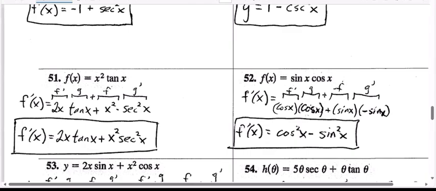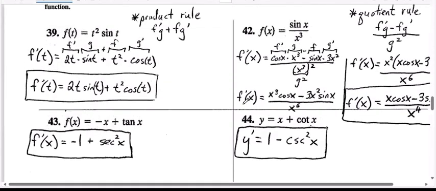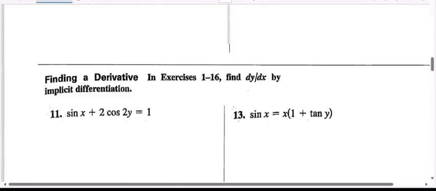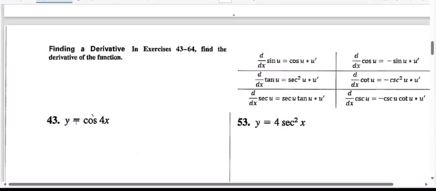Let me see the answer key for 43. Okay, you can see it here. That was why you get -1 plus s squared x, which is the same answer that I got. Okay, so let me do first another one that may look kind of complicated.